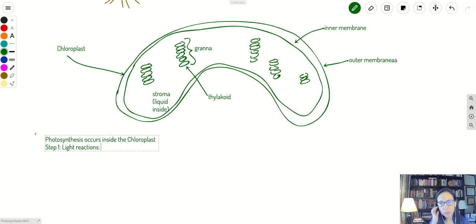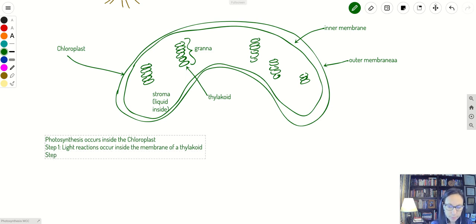Okay, so the thylakoids are these little discs. There are proteins embedded in the thylakoid membrane, and these proteins are the ones that are doing the light reactions of photosynthesis. So light reactions occur inside the membrane of a thylakoid. Okay, and we're going to draw a picture and we're going to go through all those steps.